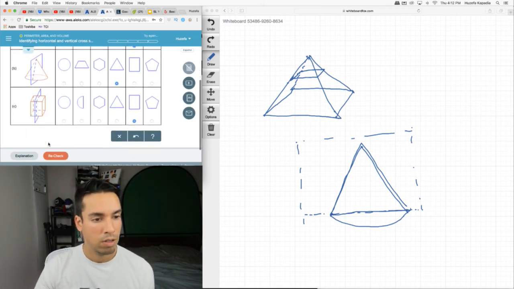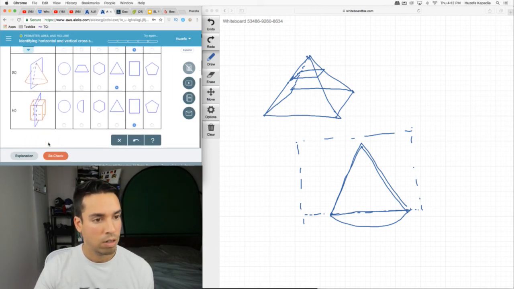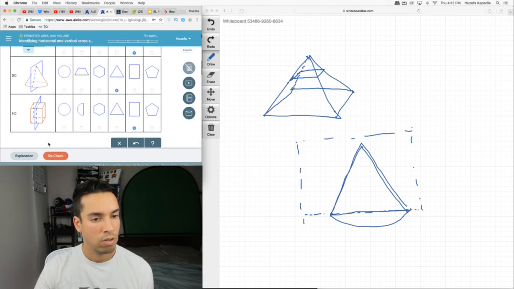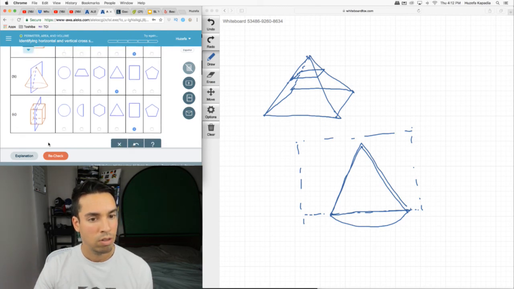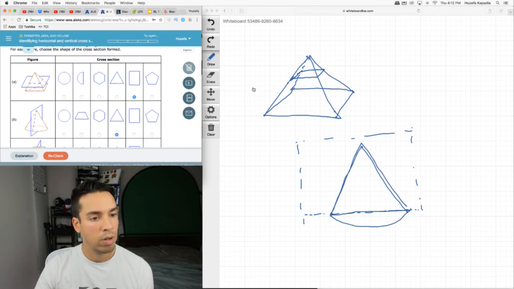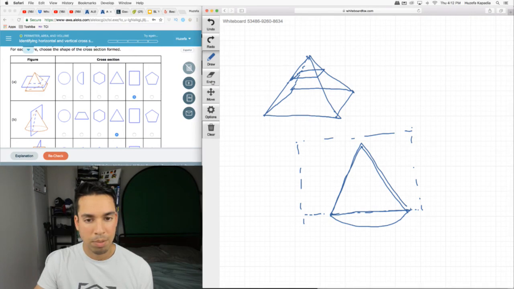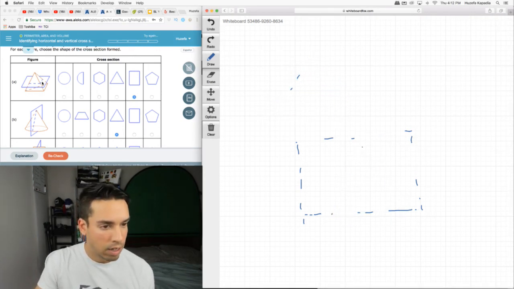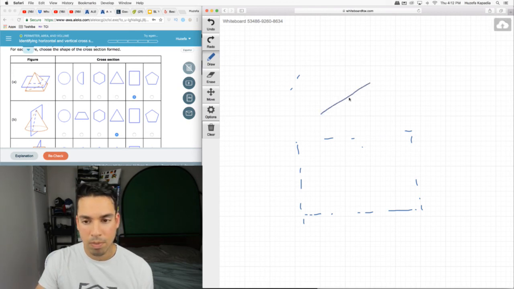Oh, did I not do one correctly? Hold on. Triangle. Hold on, which one did I do wrong? This one. Oh, that's not a square pyramid. I didn't look at that correctly. That is a triangular pyramid, I think, right? So it goes like this.